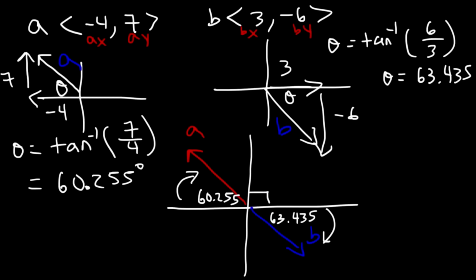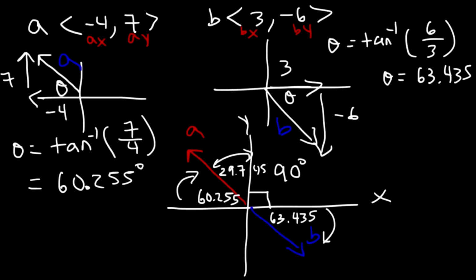So notice that this angle here is 90 between the x and the y-axis. Now this angle here is complementary to 60.255. So it's 90 minus 60.255. So this angle inside is 29.745. I ran out of space.